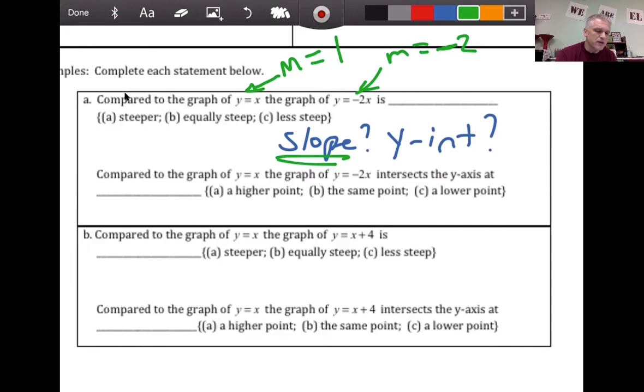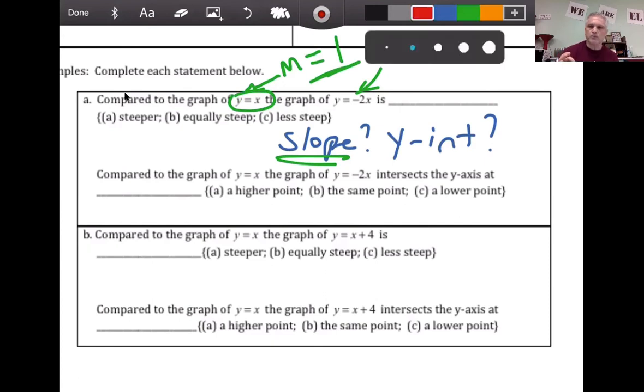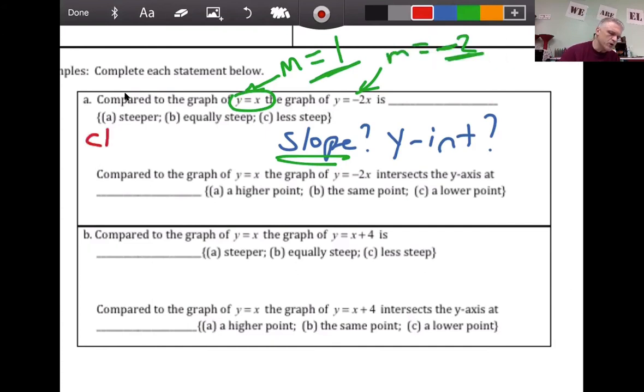So the question says, compared to the parent graph where the slope is 1, the graph of this second line, which the slope is negative 2, must be steeper, equally steep, or less steep. Here is a very important teaching point. Closer to 0, we know this from the first day's note. Closer to 0, 0 slope is horizontal. So closer to 0 is less steep. The closer to 0 my slope is, the closer to horizontal I'm getting, and horizontal is as not steep as you can get.